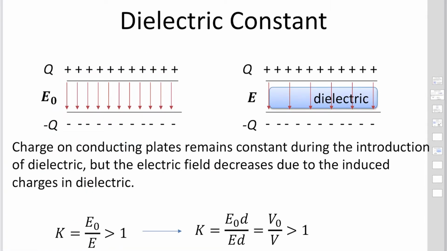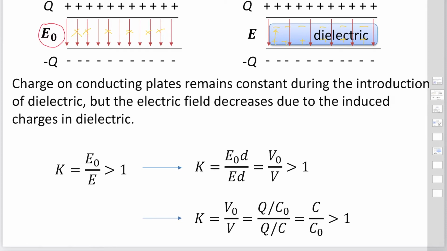Dielectric constant. If we don't put any dielectric, originally the electric field is E sub 0. If you insert the dielectric between the two conducting plates, as I explained, charges are induced. So positive charge and negative charge are induced. The electric field is cancelled out here. So the sum of the electric field is cancelled out. The magnitude of the electric field decreases by the effect of the dielectric.